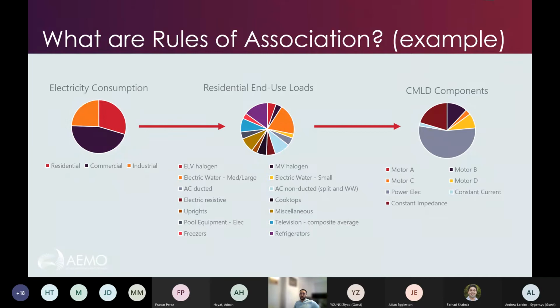We can split the energy consumption in the residential sector by these end-use loads using data sources, which I'll cover in a second. And then using the rules of association, we know that in Australia, refrigerators are made up, for example, of 90% motor D, the single-phase cap-start motor, and 10% power electronic load. We also know through some of the consultant work that we've done that this mix is changing. Those motors are being phased out and are largely becoming inverter driven moving forward, obviously with price to match.